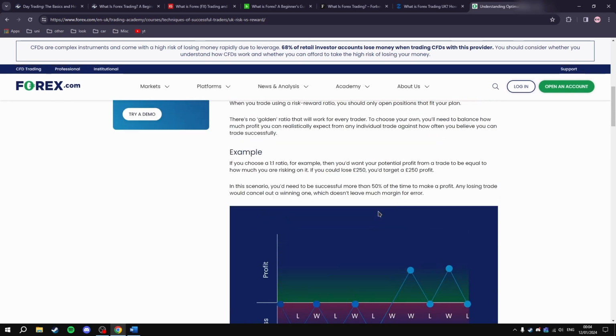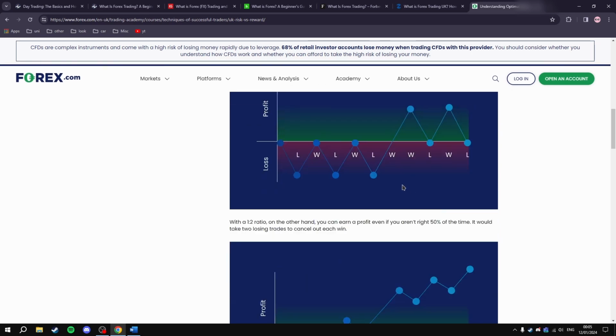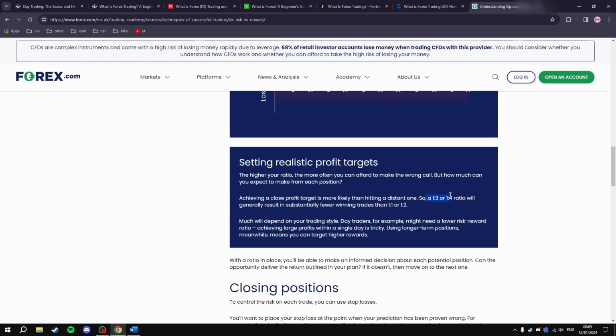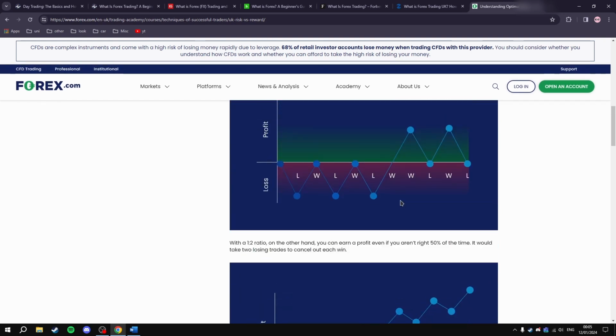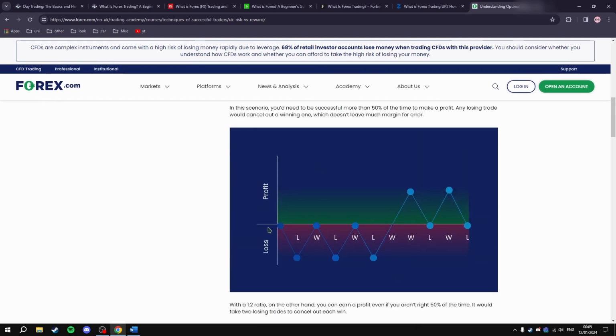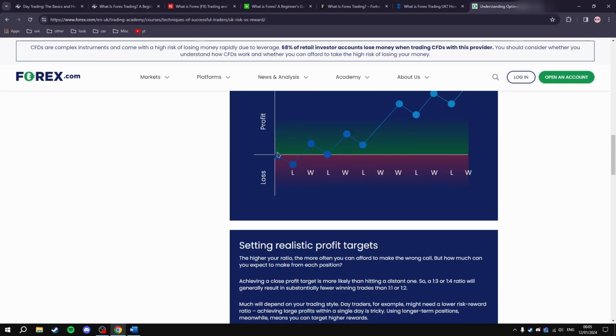Basically, if you're going to lose an amount, you will need to try to get as much profit from that amount as possible. But if you're a day trader, then you might want a lower risk-reward ratio. So like this sort of ratio, instead of this sort of ratio. I think that's what they're saying.